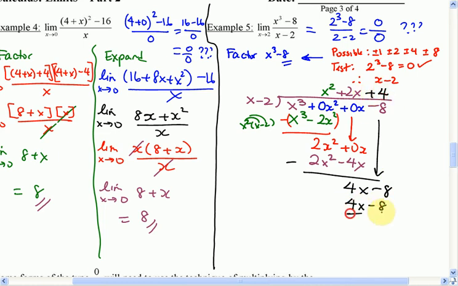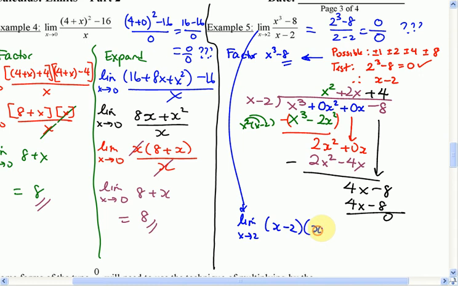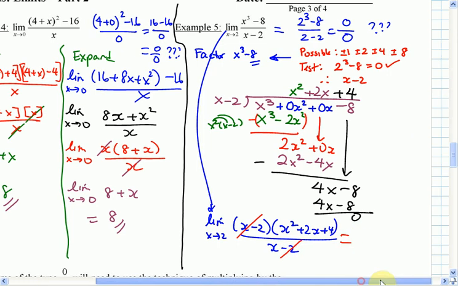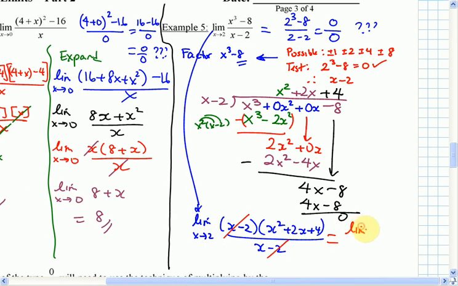And this should always be equal to 0, because that means that your remainder is 0. All this work just to factor. So really now, you can rewrite this limit as the limit as x approaches 2, and you've got the factor of x minus 2, and you've got this x squared plus 2x plus 4, all divided by x minus 2. This is great because these cancel out, and there you have it.